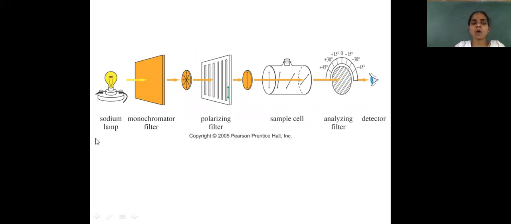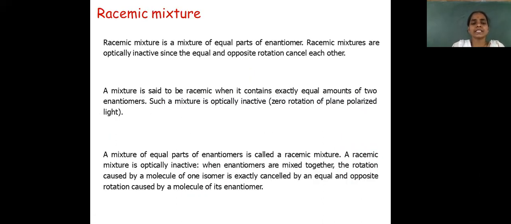So this is how it works. An ordinary sodium lamp, whose vibrations are in all directions, is passed through a filter to give monochromatic light, whose vibrations are cut off in all directions, so it passes through in a single plane. That is passed through a sample, and here the analysis takes place, and this is a detector. That is plane polarized light, where we can detect how the orientation takes place for a given isomer.